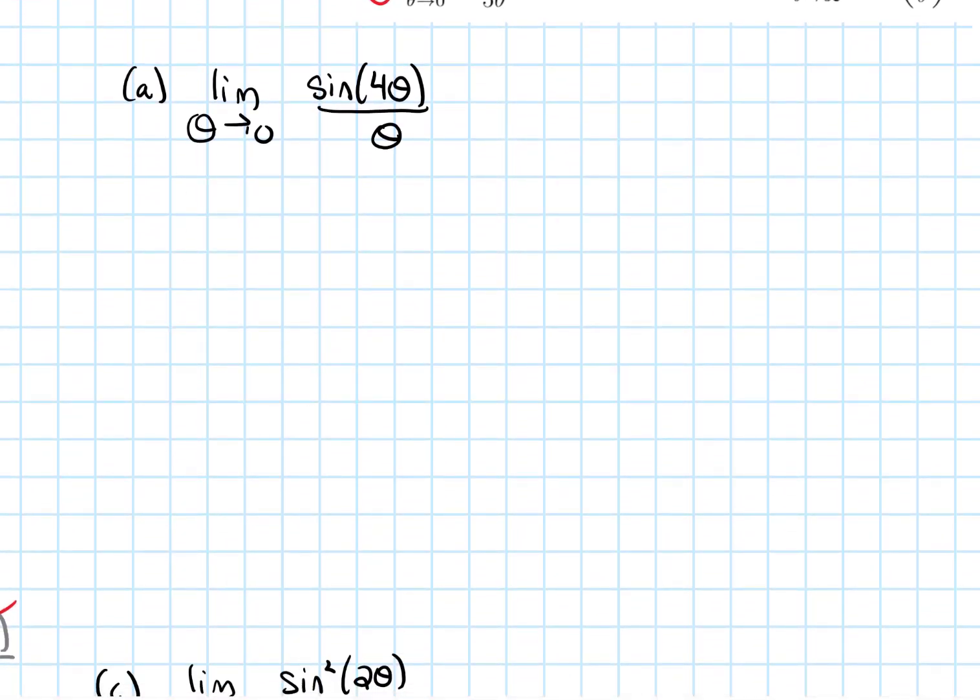So let's talk about part A first. First, I just want to comment about this. If I were to just start it off by plugging in, I would get sine of 0 on the top and 0 on the bottom. And sine of 0 is 0. So I get 0 over 0, which is an indeterminate form. So I need to simplify.